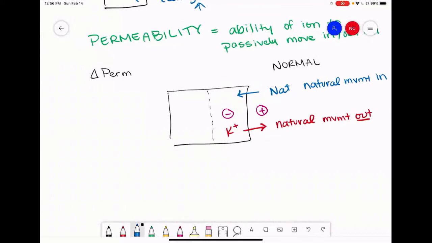Let's look at sodium first. If we change the permeability, let's say we are increasing permeability of sodium.